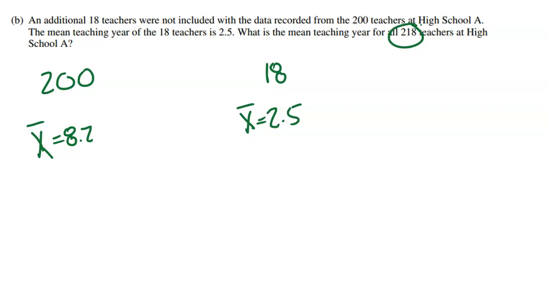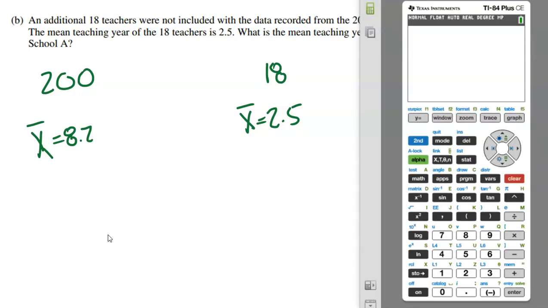Now, here's what a lot of kids do wrong. This is so wrong. They'll grab their calculator, and they'll do 8.2 plus 2.5, and they'll just divide that in half. Now the problem is that's wrong. Why is that wrong? Because that treats these two groups as equals.